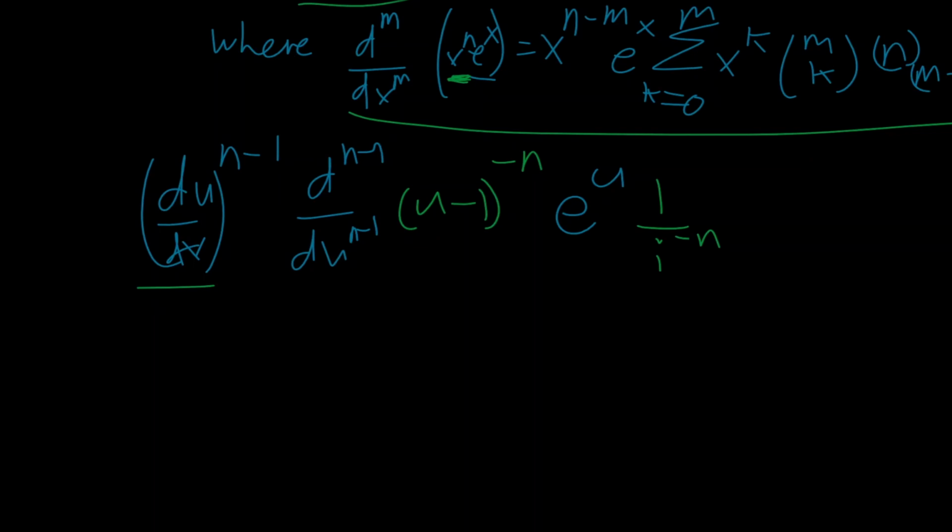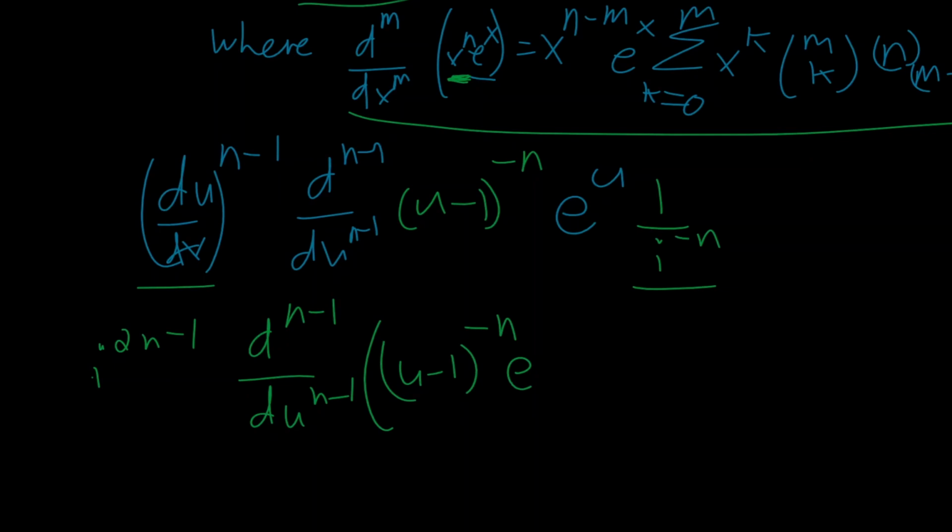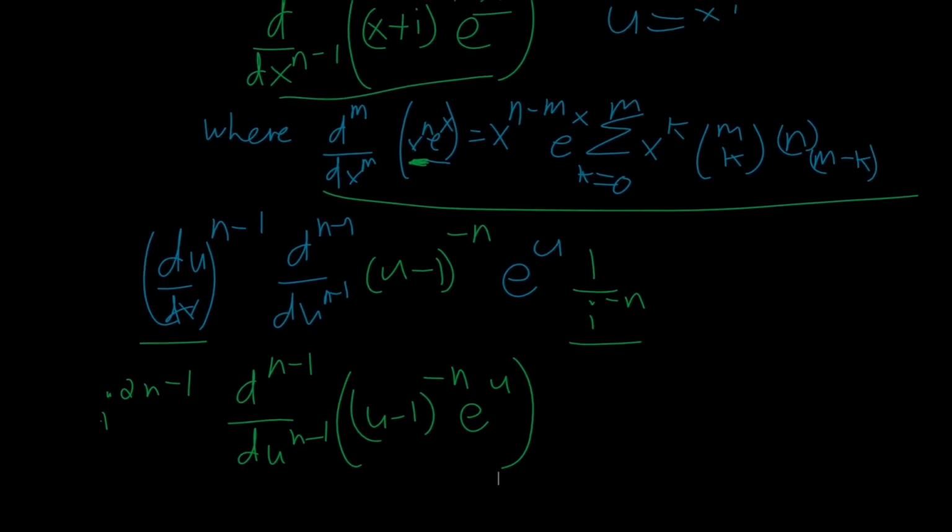But we know that u over x is just equal to i. So that right there is literally just i to the n minus 1, right? And we also have this i right here. So in total, that becomes i to the 2n minus 1, and then times the n minus 1th derivative with respect to u of this right here, u minus 1 to the minus n, and then e to the u. And this right here, we can just use our formula to evaluate because there's no issue putting in a u minus 1 in here because, again, no extra chain rule needs to be applied, right?